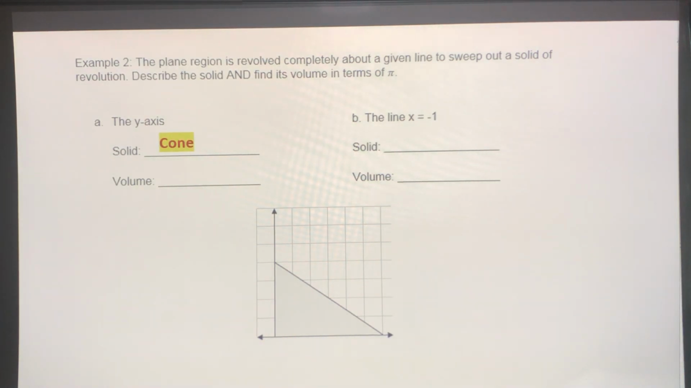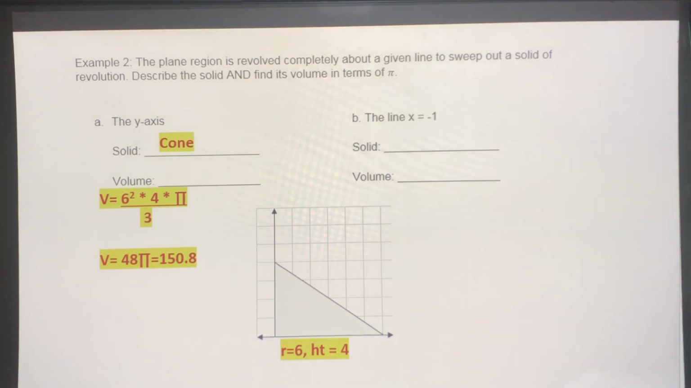So we need to find the volume. Remember, the axis of rotation perpendicular to it is the radius. In this case, our radius is 1, 2, 3, 4, 5, and 6, and the height is 4. We would plug in our formula and get a total volume of 150.8 or 48 pi. Either answer will be accepted in pi or decimal form. Even though the directions say in terms of pi, decimal is still okay in class.